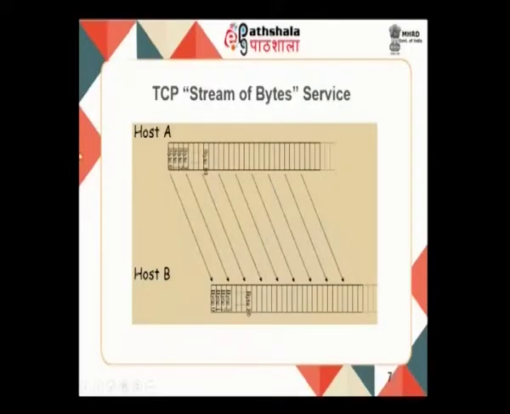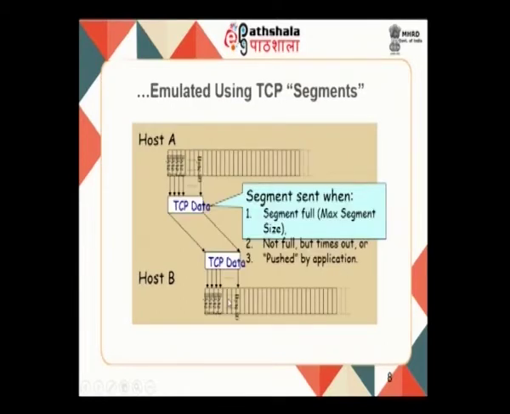So, if I am sending some 80 bytes or whatever from host A to host B, it just looks at it as a series of bytes being sent from the sender to the receiver. This byte stream is actually emulated using TCP segments. A segment can consist of a variable number of bytes, it is not a fixed number.